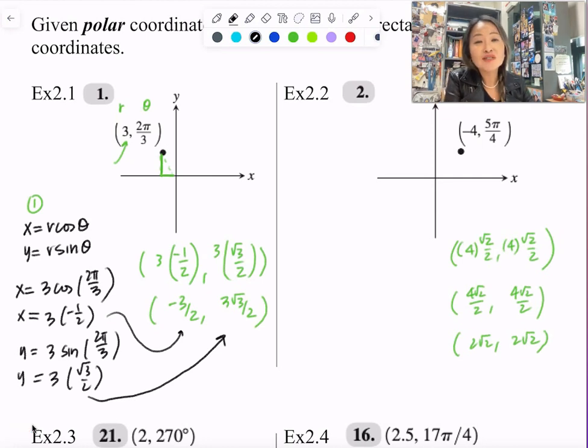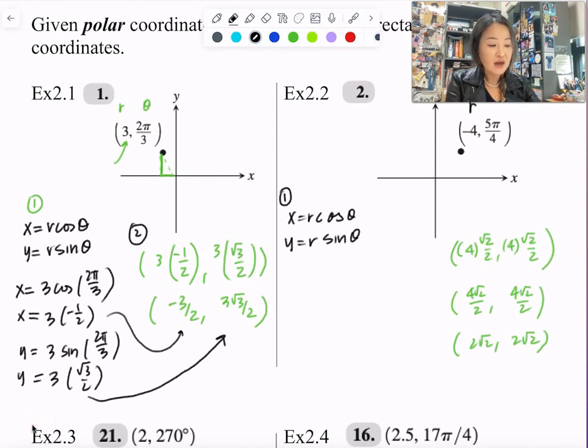So if you understand what's really happening, you don't need to do all the math. But if you don't, then it's okay if you follow these instructions, okay? And then you get this. This is your final answer. Now let's do number 2, first step. x is equal to r cosine theta, y is equal to r sine theta. So here is my radius, here is my theta. So let's try this. x is equal to negative 4 cosine of 5 pi over 4.